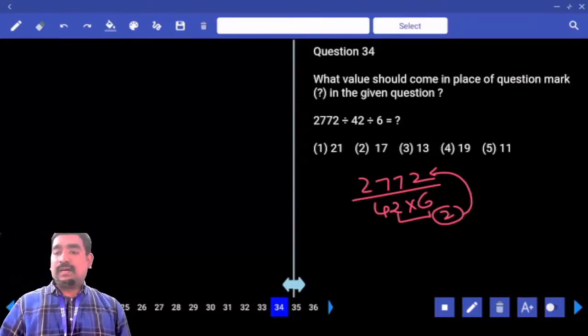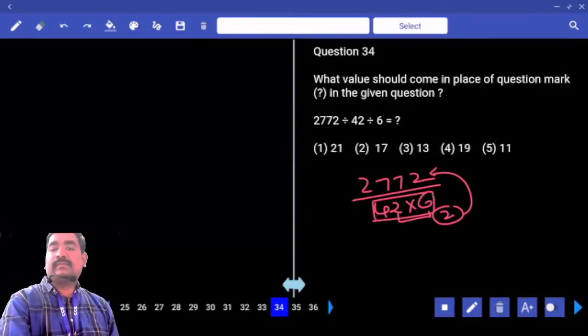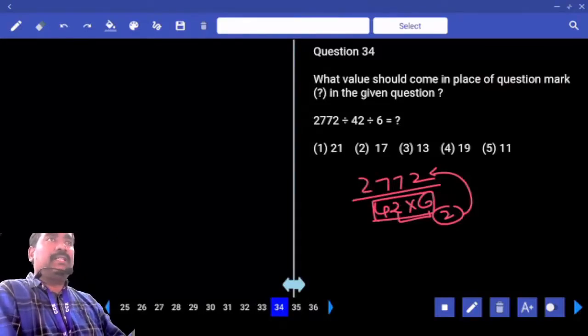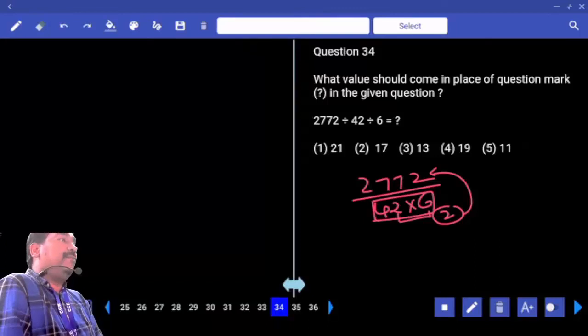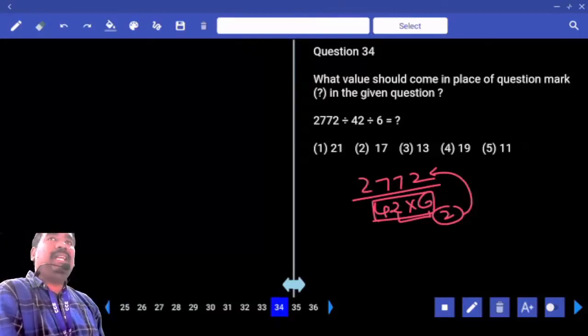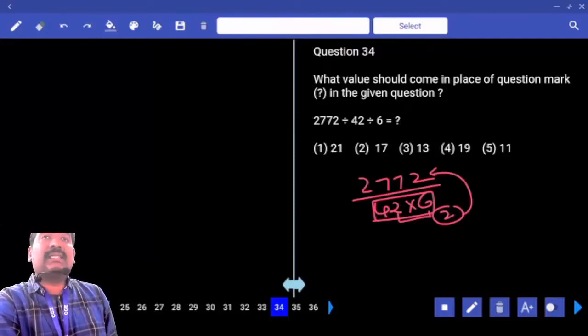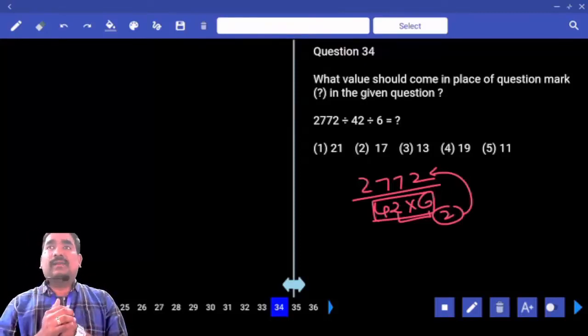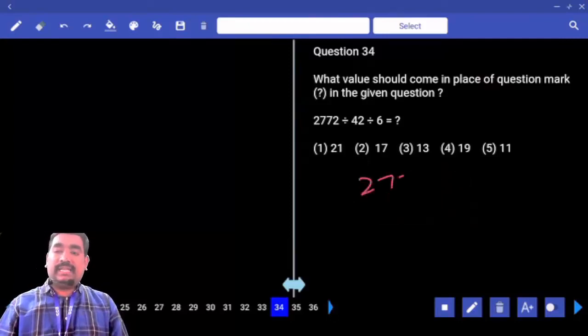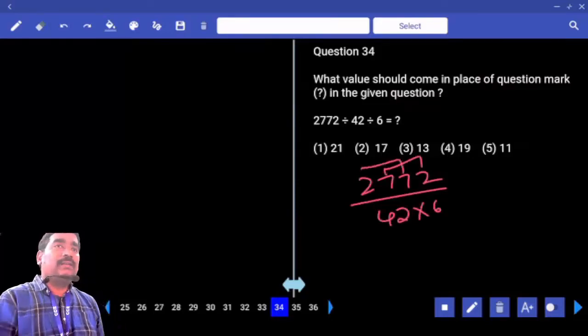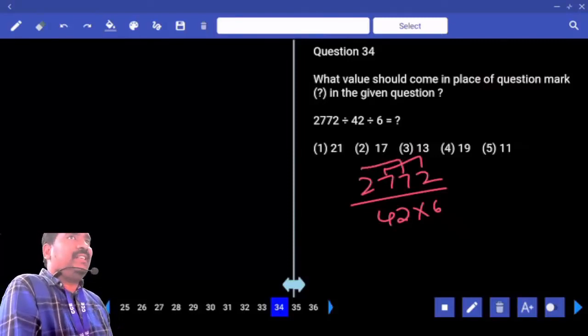42 6 times. 6 40 times plus 2 times 6 40 times is 240 plus 2 times 6 is 12, total 252 or not? So 252 is 11 times only, nearby 2772 or not? So the answer is 11, or else directly we can say that the numerator is an 11 multiple or not? 2 plus 7, 9. 7 plus 2 also 9. 9 minus 9 is 0.